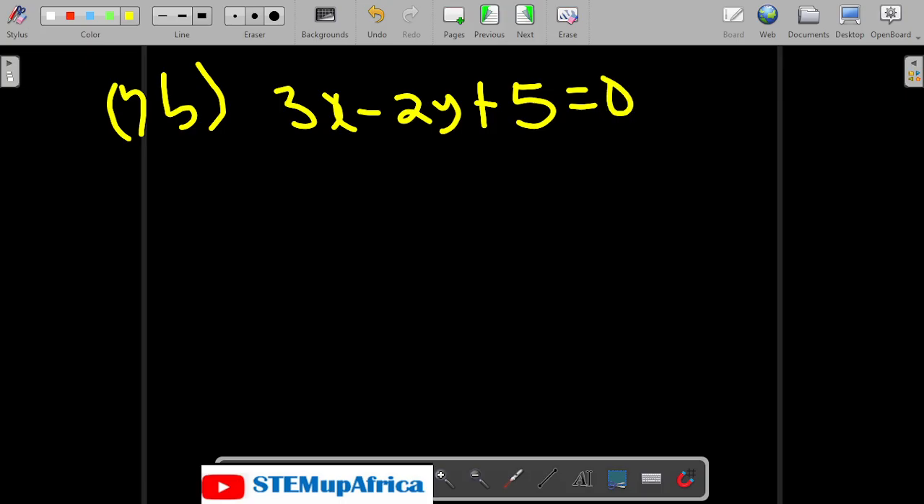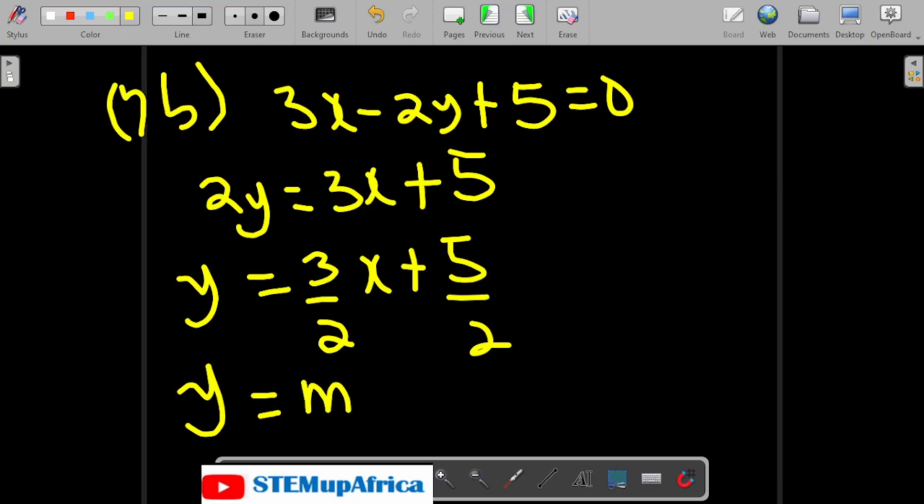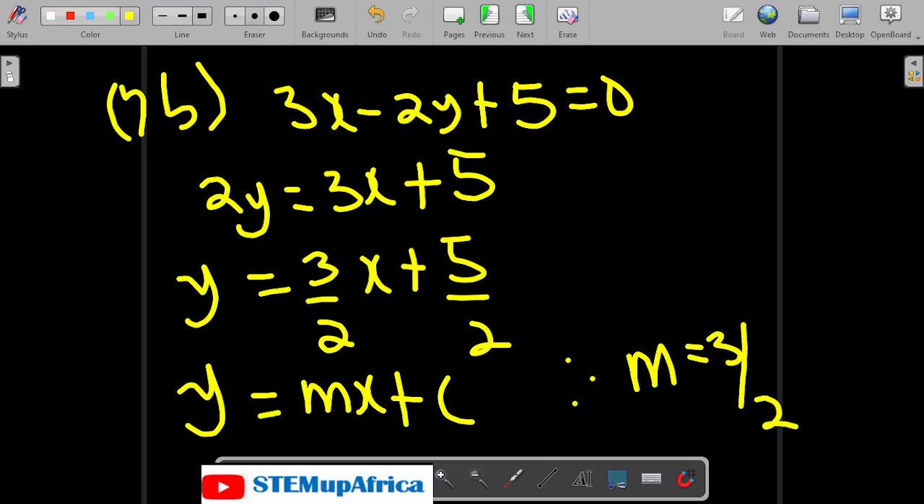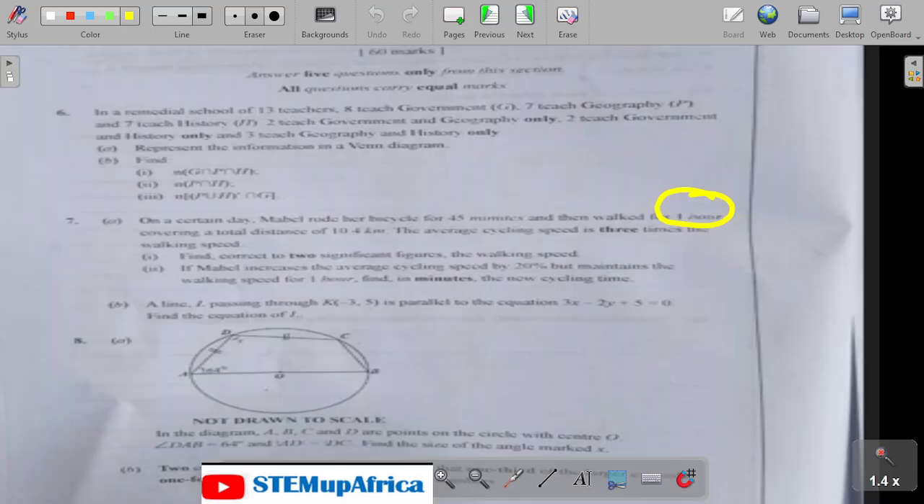If I make y the subject, I have 2y equals 3x plus 5, so y is 3 over 2 x plus 5 over 2. Comparing with the equation of a line, y equals mx plus c, my m is 3 over 2. For parallel lines, the first gradient is equal to the second gradient, so m1 equals 3 over 2. With that, we can now find the equation of the line.